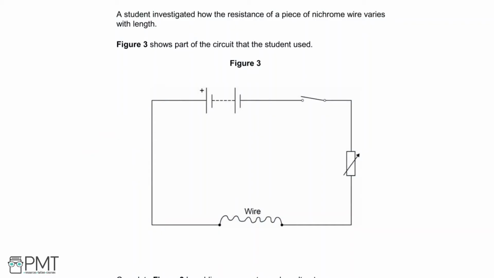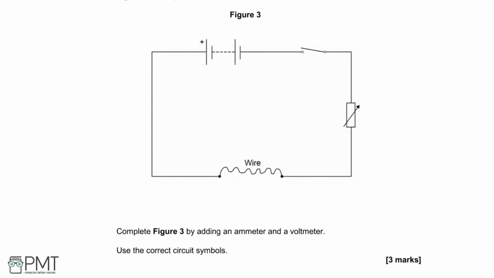A student investigates how the resistance of a piece of nichrome wire varies with length. Figure 3 shows part of the circuit that the student used. Complete figure 3 by adding an ammeter and a voltmeter. Use the correct circuit symbols.